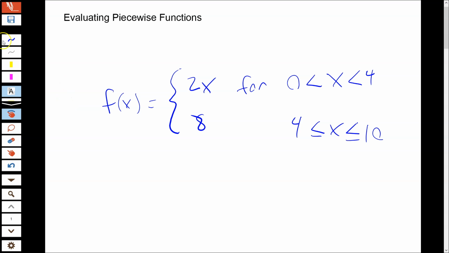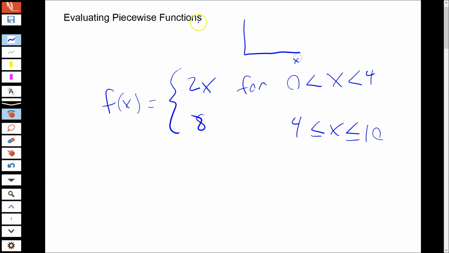So I have a piecewise function on my screen, and you can see that f of x is defined as 2x, a linear function with a slope of positive 2, for x between 0 and 4, and then defined as just plain old 8 for x from 4 to 10. Okay, so I want to sketch a graph of what this would look like. This will help us evaluate them, and also maybe we can tell a story that fits with this graph.